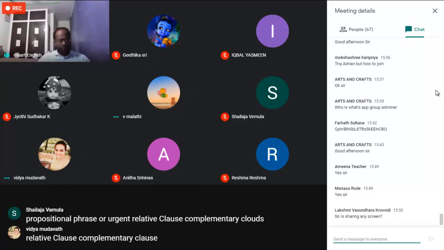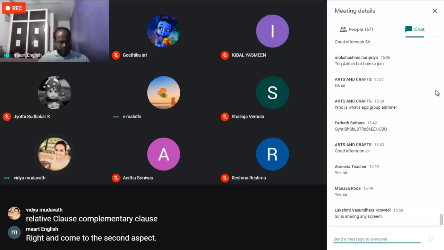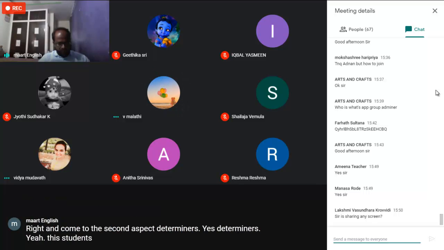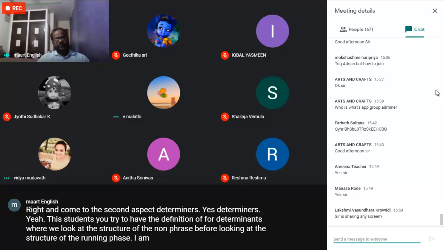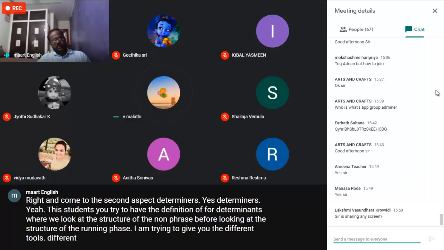Right. And come to the second aspect, determiners. Students, try to have the definition for determiners. Before looking at the structure of the noun phrase, I'm trying to give you the different parts of the noun phrase structure.